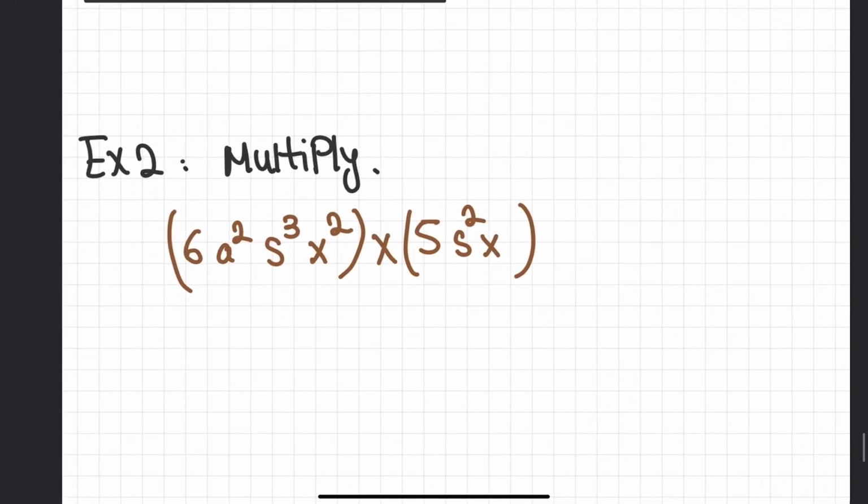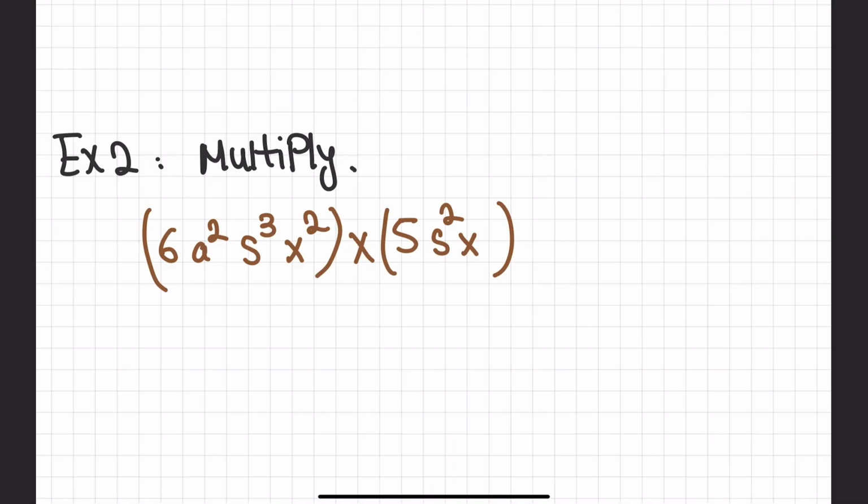So the second example says multiply. When you do multiply, you also need to find the same variables. So the first thing is numbers with each other. So 6 times 5 is 30.